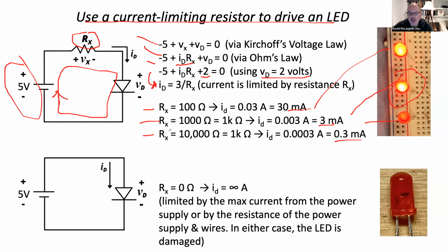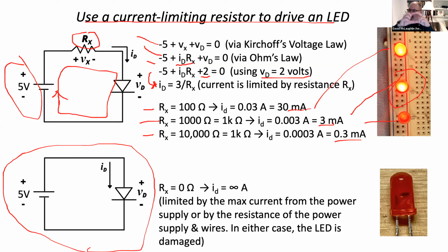What happens if we do this without a resistor? If we build this circuit here, I have a diode that wants to have a 2-volt voltage drop across it, and I connect that in parallel with a 5-volt battery. I've got 5 volts in parallel with 2 volts. Obviously, that's going to be a problem.